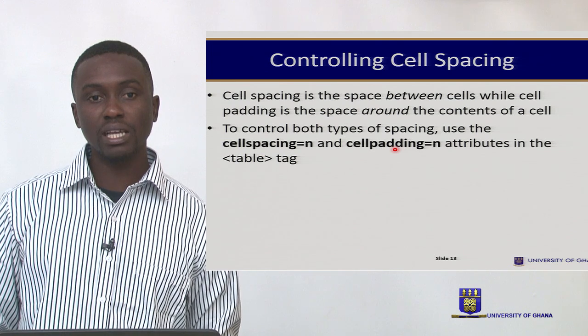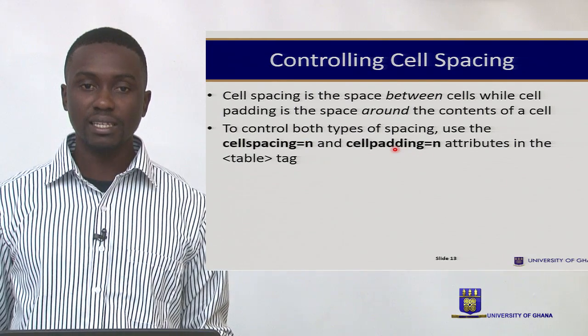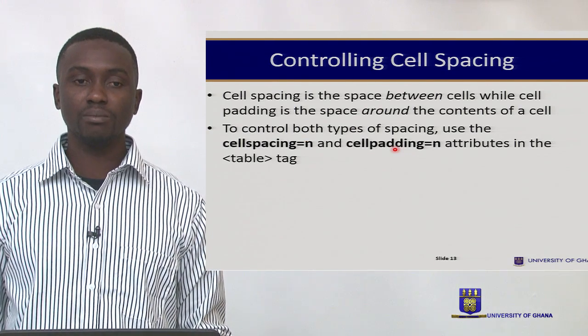We can also control cell spacing, that is the spaces around each particular cell, and the padding around each particular cell, by using the cellspacing attribute within the table tag and the cellpadding attribute within the table tag.